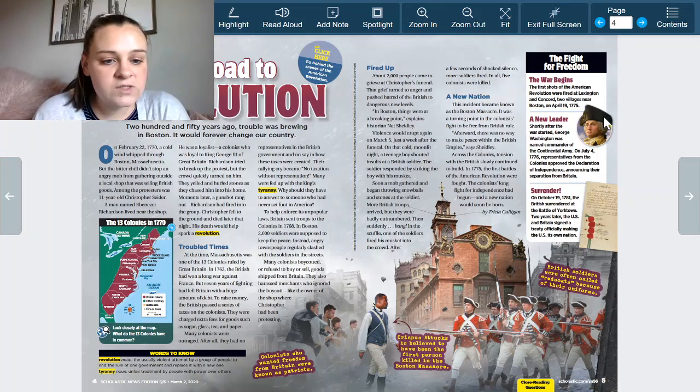And then last one, it says surrender. On October 19th, 1781, the British surrendered at the Battle of Yorktown. 2 years later, the U.S. and Britain signed a treaty officially making the U.S.